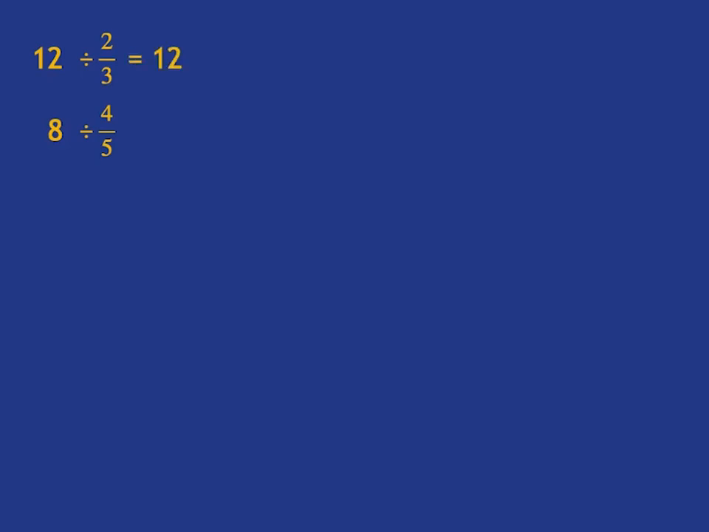What you do is you keep the first number the same, and then you change division to a multiplication, and you flip the fraction. So it's 12 multiplied by 3 over 2, and when you work that out, you get 18 as the answer. So another example, 8 divided by 4 over 5. Again, you keep the first number the same, you change division to a multiplication, and you flip the fraction, and so you get your answer here of 10.